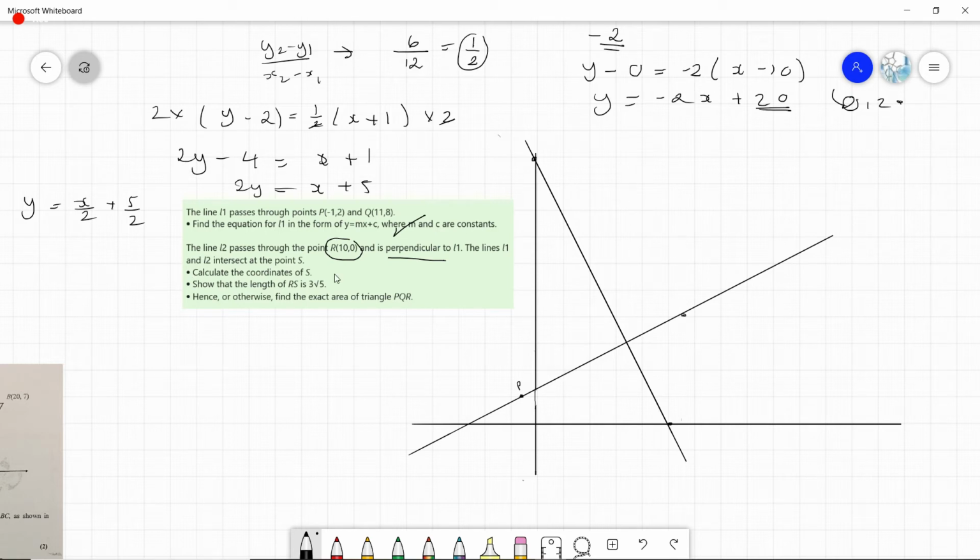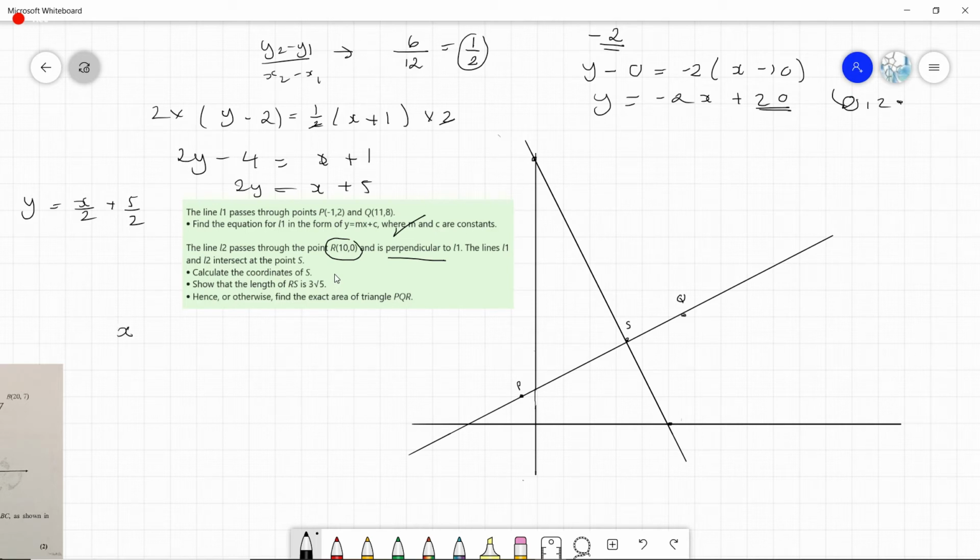It says calculate the coordinates of S. Obviously they intersect, so that's going to be S there. So let's label that as S. I said this is point Q. So S will be the intersection where the 2 lines meet. So I have y equals -2x plus 20 and y equals x over 2 plus 5 over 2.